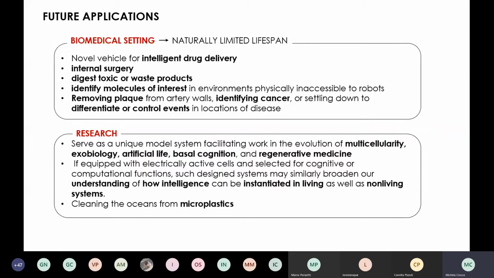For the research fields, we can also imagine a lot of applications, and for example, they can serve as a unique model system facilitating work in the evolution of multicellularity or exobiology, artificial life, basal cognition, and regenerative medicine. Another interesting thing that I found is that in the environmental fields, they can also be used in the future for cleaning the oceans from microplastics. That is an important thing of our period.